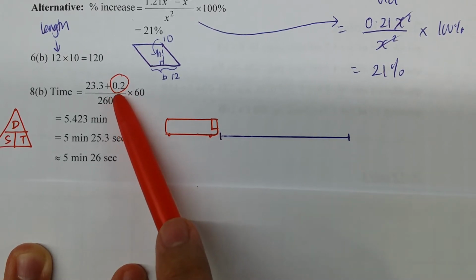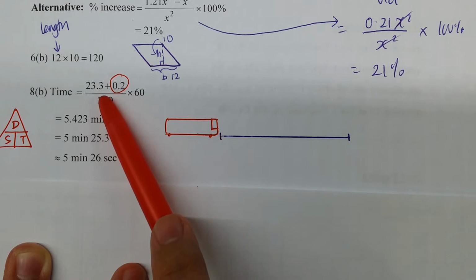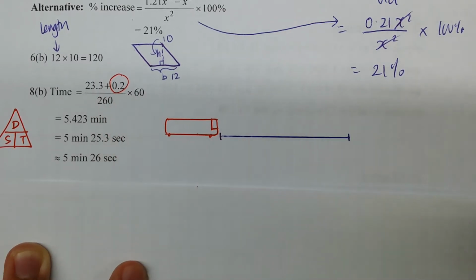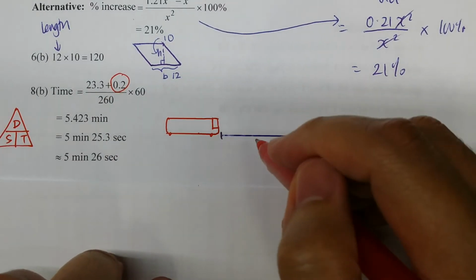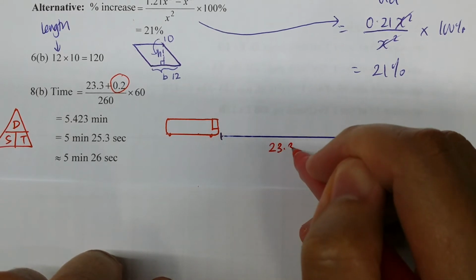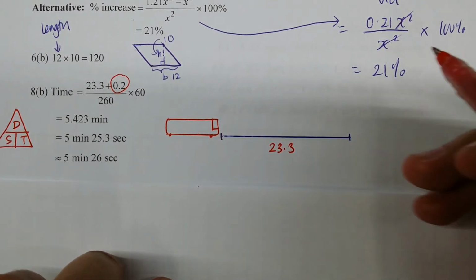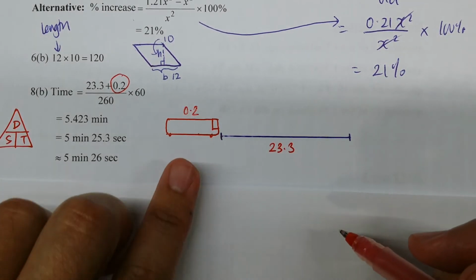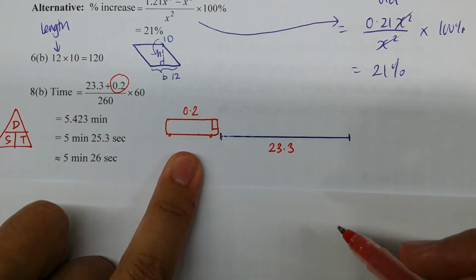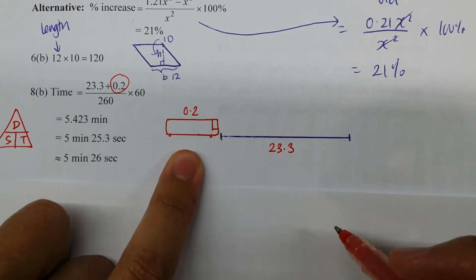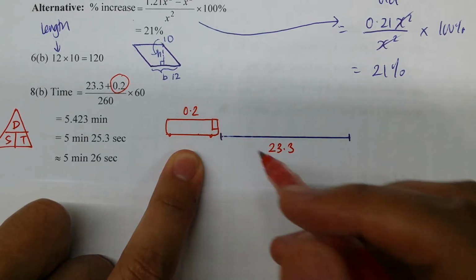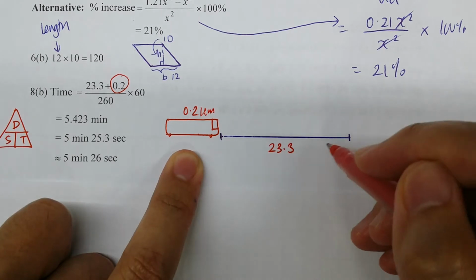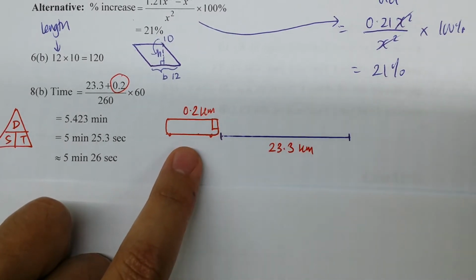The top distance is in kilometers. Why is it 23.3 plus 0.2? Because this is 23.3, but don't forget, you need to add the length of the train, 0.2. A 200-meter-long train is equivalent to 0.2 kilometers. Why do I have to add 0.2 kilometers?